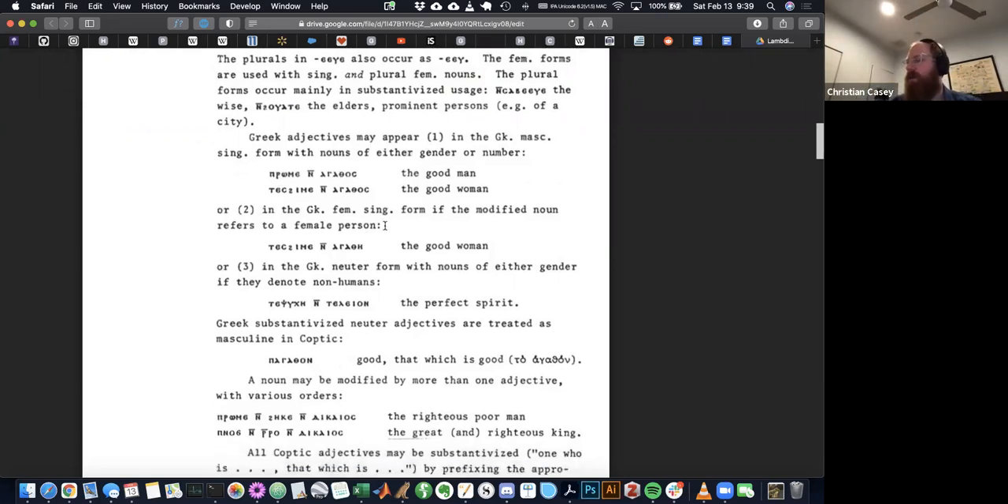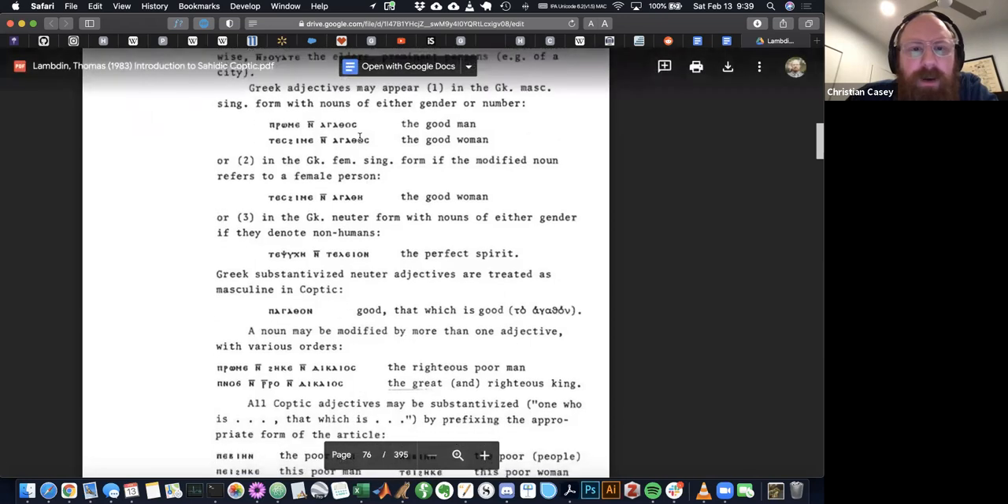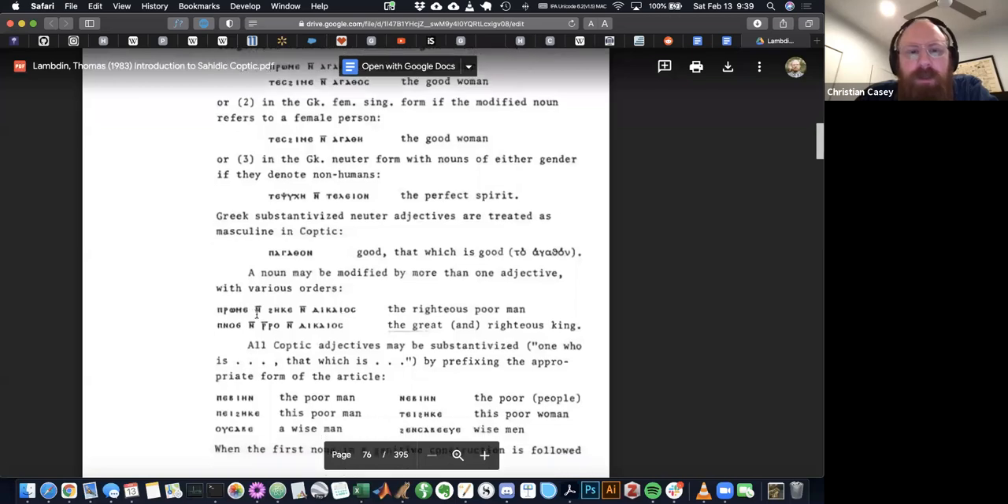So Greek adjectives, when they were borrowed into Coptic, were reinterpreted as being distinguished by animate and inanimate, and the masculine singular is used for animate all the time. Lambdin points out that in very rare cases, you will see the Greek feminine actually being used. So tesime n-agathe. I don't know if I've ever seen this. I can't think of an example. It's very rare. You almost always get tesime n-agathos. So if you know anything about Greek, you have to reinterpret the adjectives as being animate or inanimate.